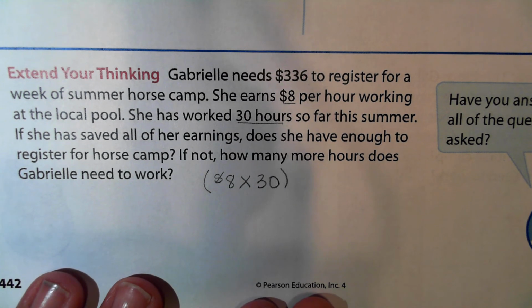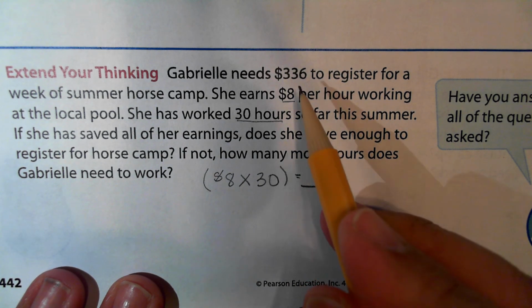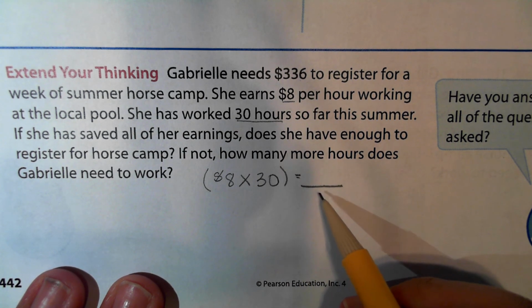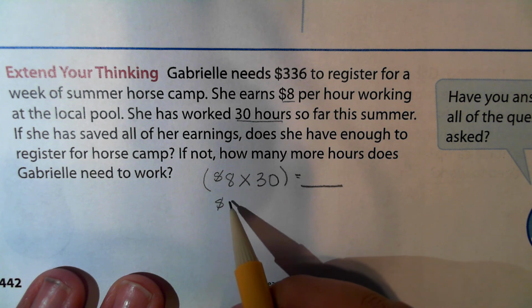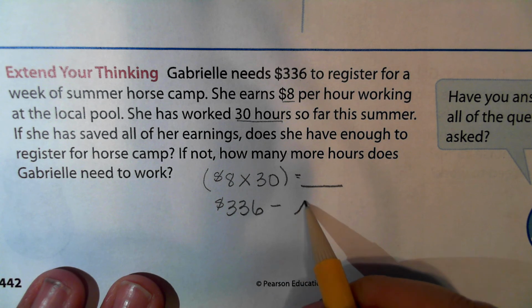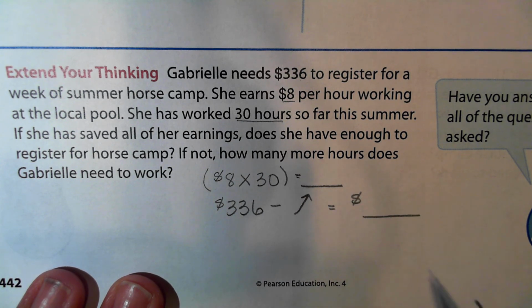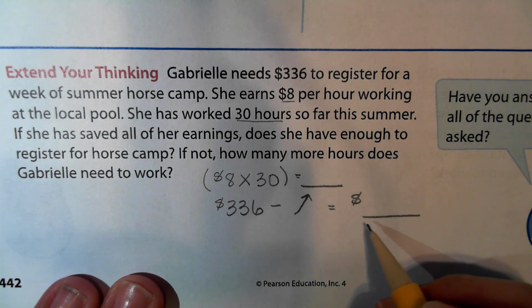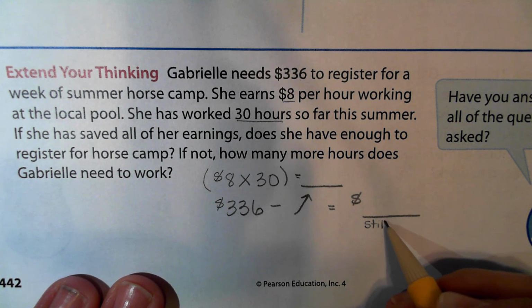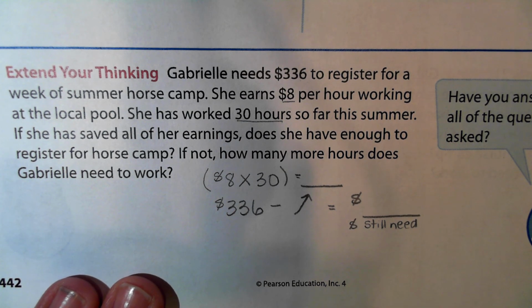And then when I find that answer, I have to subtract what? What do I have to subtract? Well, I need to find my answer and then take this and subtract whatever I got here. So I'm going to write it right here. 336 is what it costs to register minus whatever this number is equals the amount of money that I still need. So I'm going to put in here, still need, with a little symbol here that says money still need. Okay.